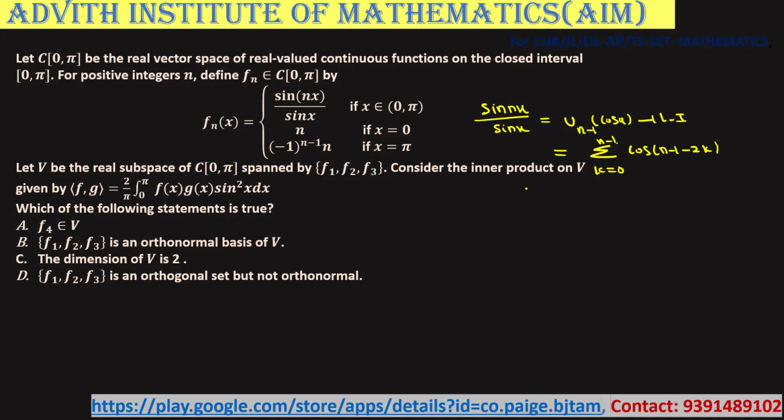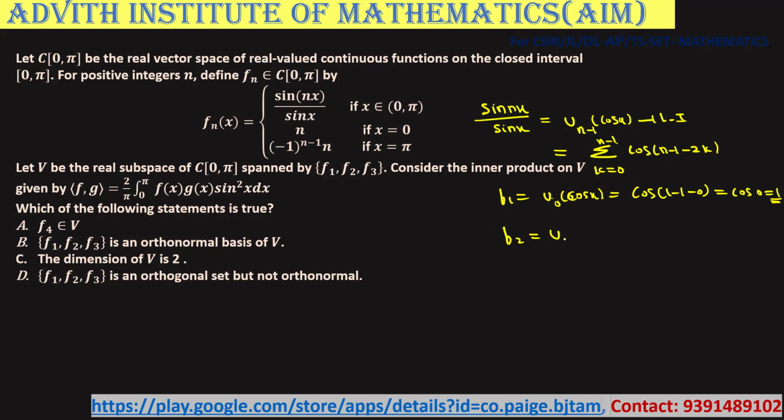And also what is F1, sir? F1 is nothing but U naught of cos x కదా. U naught of cos x, and substitute చేయండి. N is equal to 1, k is equal to 0. Substitute చేయండి సార్, n is equal to 1. Cos of 1 minus 1 minus 0, which is equal to cos 0, which is equal to 1. And what about F2? That means n is equal to 2, right?